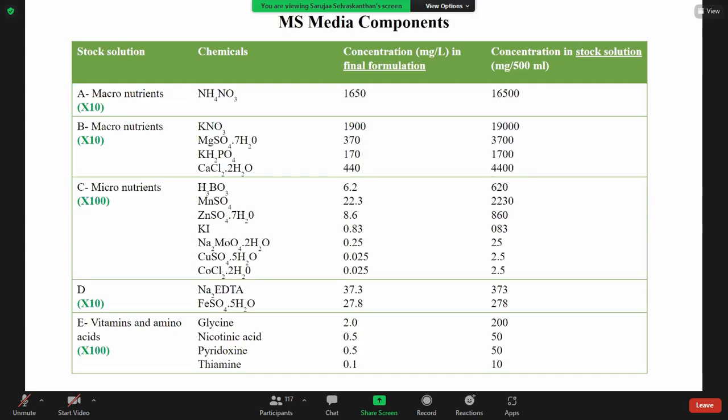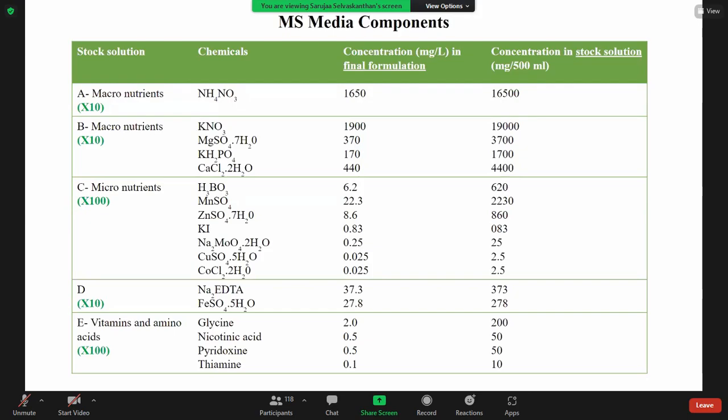Now we are going to study how to prepare the media. We know what the tissue culture media composition is, right? What are the things it should consist of. Just prior to preparing the media, first we have to prepare the stock solution, right? Stock solutions we have to prepare incorporating all the nutrients.